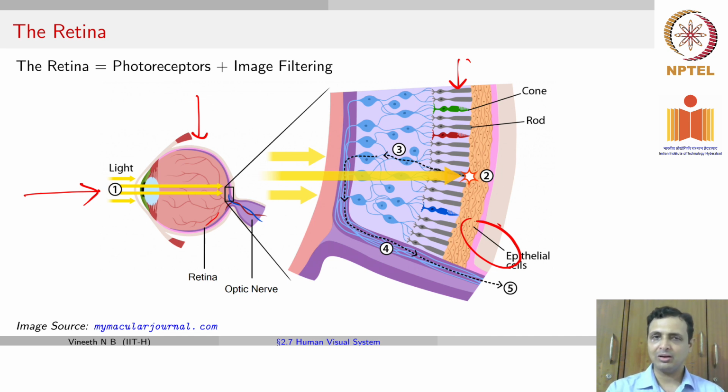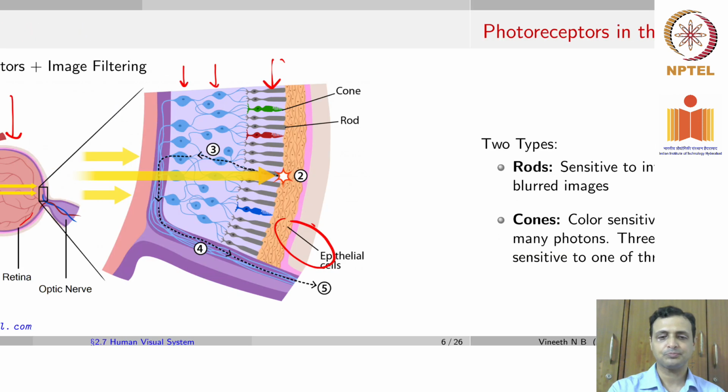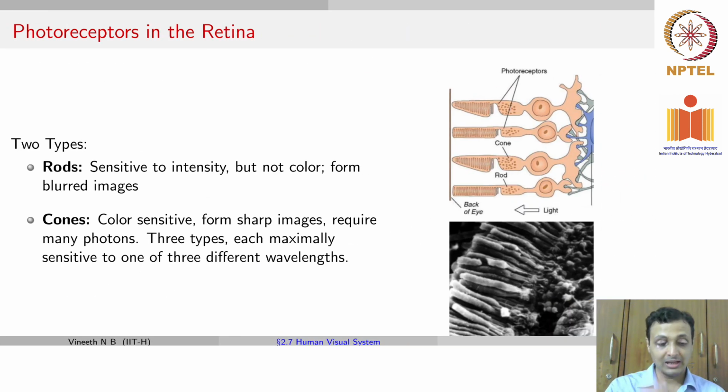But before the photons fall on the rods and cones, there are many other cells too, such as what are known as ganglions, bipolar cells, so on and so forth, which the information passes through before reaching the rods and cones. So each of the rods and cones have specific properties. The rods are sensitive to intensity but not color. And why are they called rods and cones? Their shape, as you can see here, the rods are shaped like this and the cones are shaped conically.